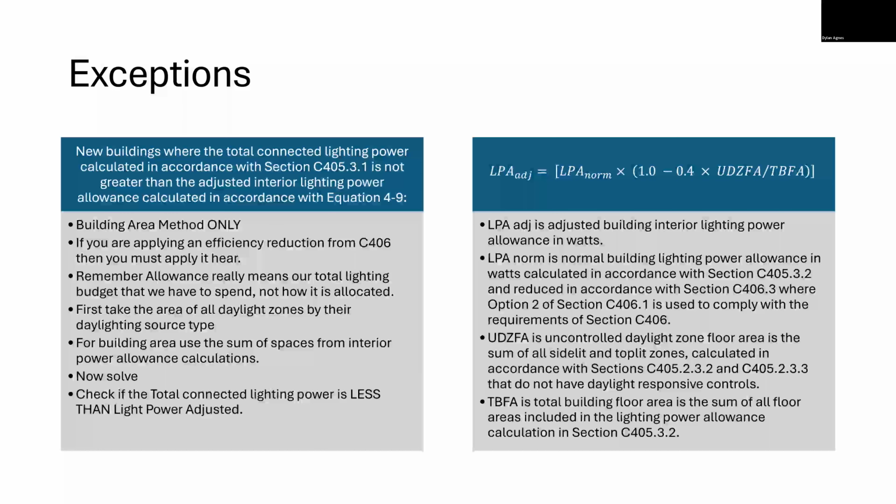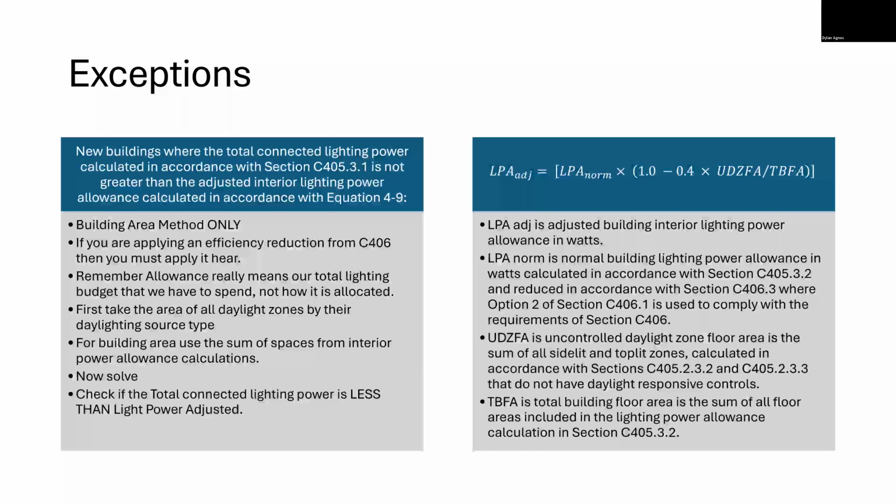Additional efficiency package options is the section. Number 2 is reduce lighting power in accordance with section 406.3, which is the power allowance section, and then enhanced lighting controls in accordance with section 406.4. So those are the 2 lighting ones.